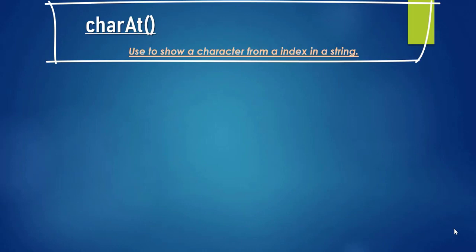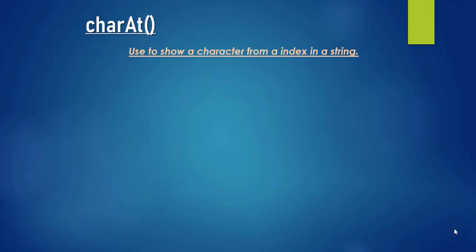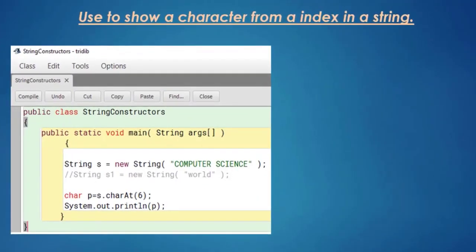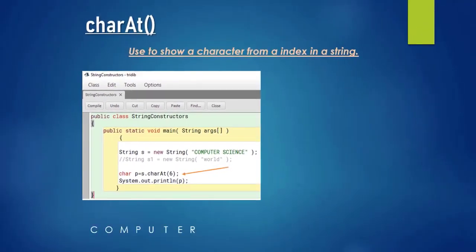Next is charAt. This function returns a character from the given index of the string. Look at this example. I have written s equals new String("computer science"), then p equals s.charAt(6). Means I am trying to find out which character exists at the 6th index in the string. Always keep in mind that index starts with 0. So the value that is coming is e.